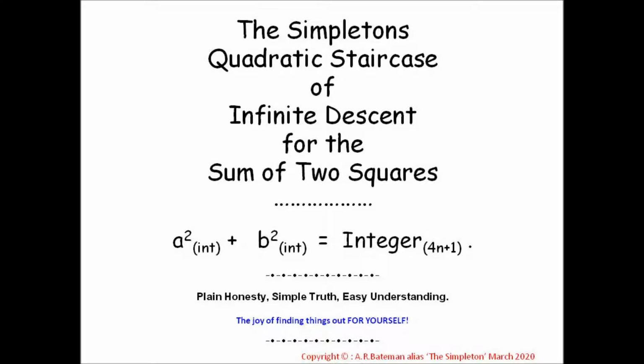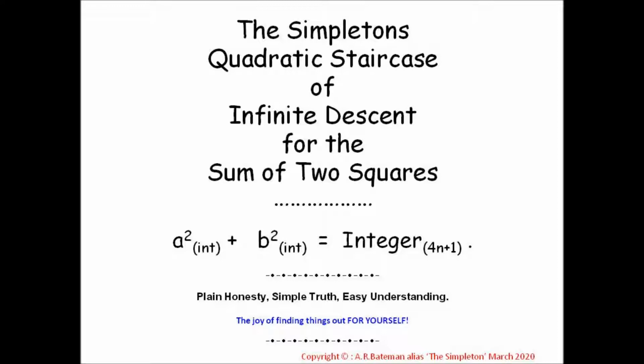The Simpletons' quadratic staircase of infinite descent for the sum of two squares, to demonstrate how the sum of two integers squared results in an all-integer number field only of integers of modularity 4n plus 1, which, despite its apparent disorderly array, is underneath it all anything but disorderly.